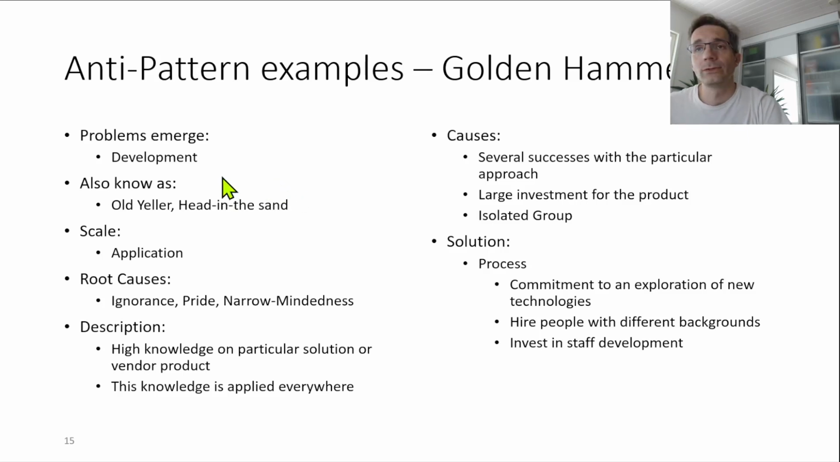And according to the book, the problems emerge in development. It's an application scale problem. The root causes are claimed to be ignorance, pride, and narrow-mindedness, so you don't know about any other solution. You are very proud of your current solutions and you don't want to know of the other solutions. Now the solutions suggested are process-level solutions. You commit to exploration of new technologies, you hire people with different backgrounds, so not everyone is, for example, the SAP expert, and you invest in staff development.